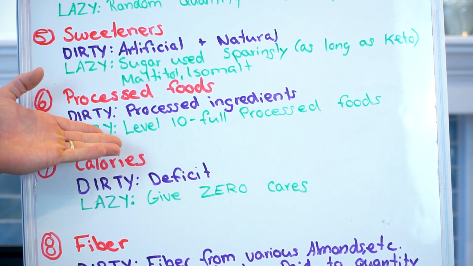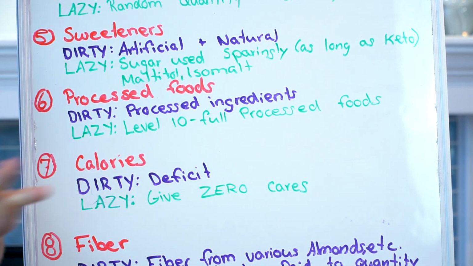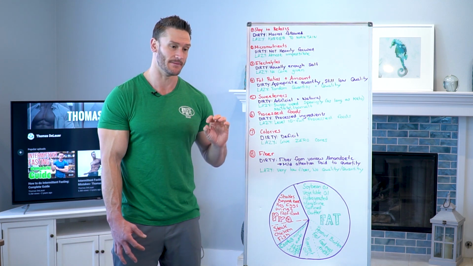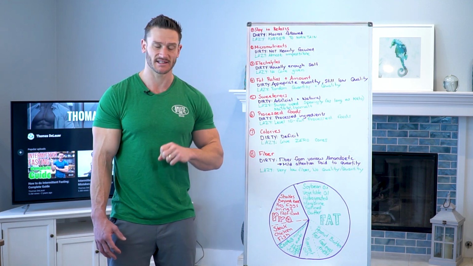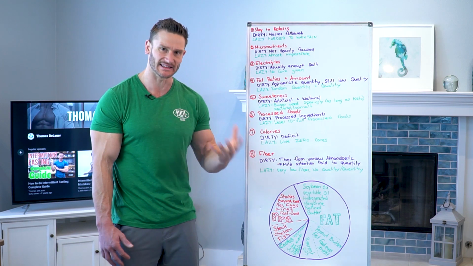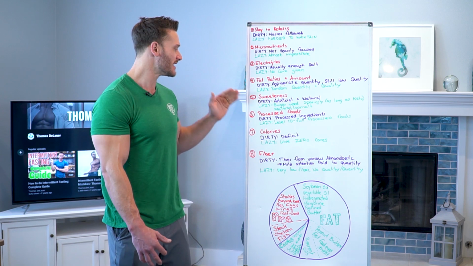Whereas with lazy keto, it's like level 10 full-on processed foods. Think go into the frozen section and finding some mac and cheese and ditching the noodles and just scooping out the cheese, that kind of product. Like it's just lazy, lazy, lazy, right?